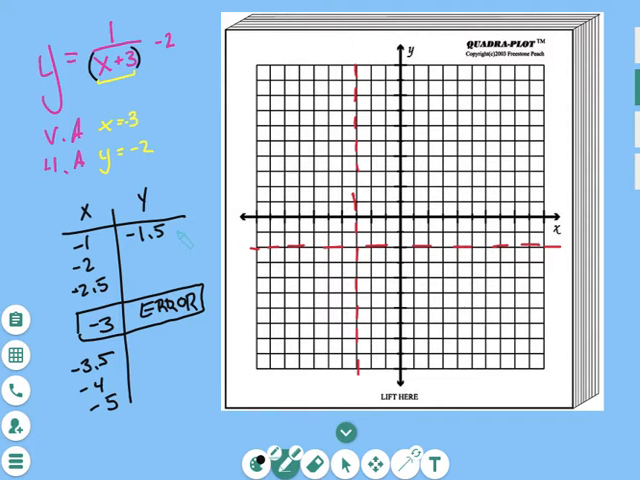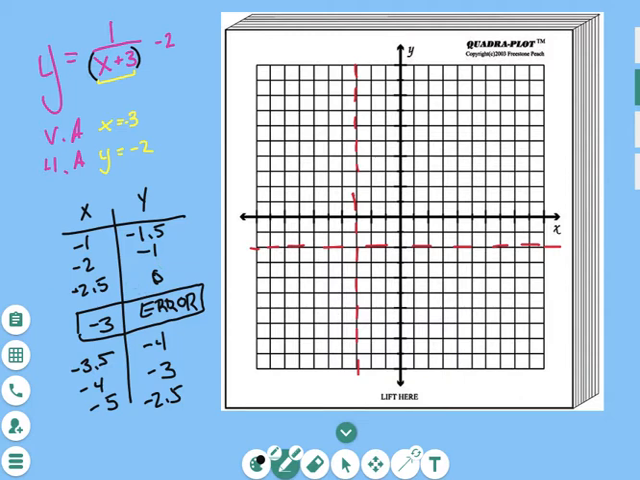Then I would do the same thing, but I'm going to plug in -2 instead. And I get -1. And then I will plug in -2.5. And I get 0. Then I'll do the same on the other side. So I get -4. I get -3, negative 2.5.